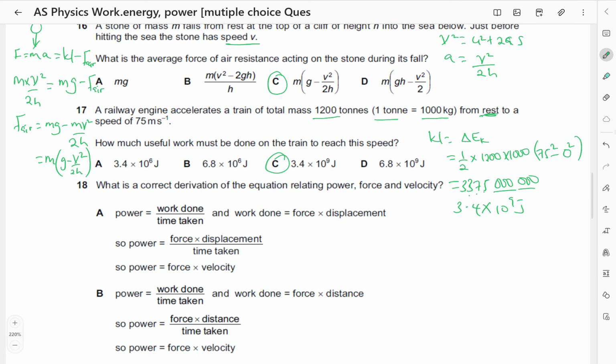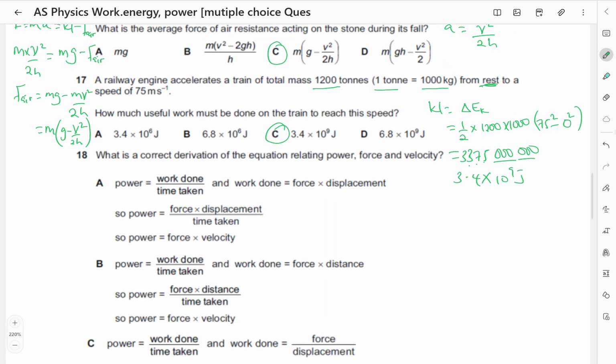What is a correct derivation of the equation relating power, force, and velocity? Power is work done over time taken, which is true, and work done is force times displacement, which is true. So power will be force times displacement over time taken, which is true. So power will be force times velocity, which is true. So the answer is automatically A without wasting time.